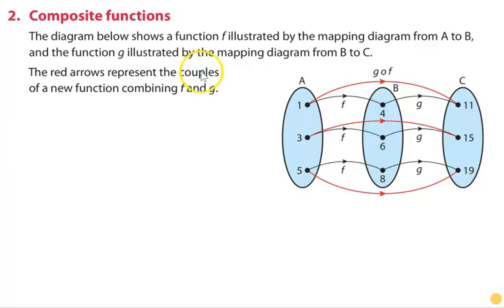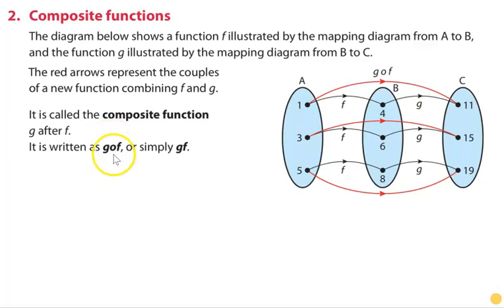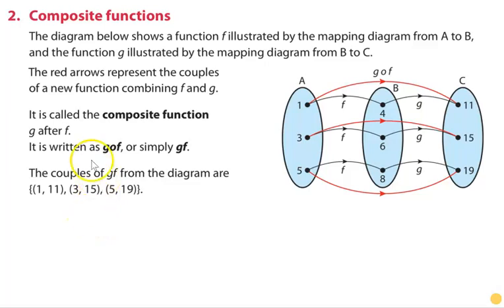The red arrow represents the couples of a new function combining f and g. It is called the composite function g after f. It is written as g circle f, which we pronounce g after f, or simply gf. The couples of gf from the diagram are 1, 11, so following the red arrows, 1 maps straight to 11, 3, 15, so 3 maps straight to 15, and 5, 19. The 5 following the red arrow maps straight to 19. gf is read g after f.